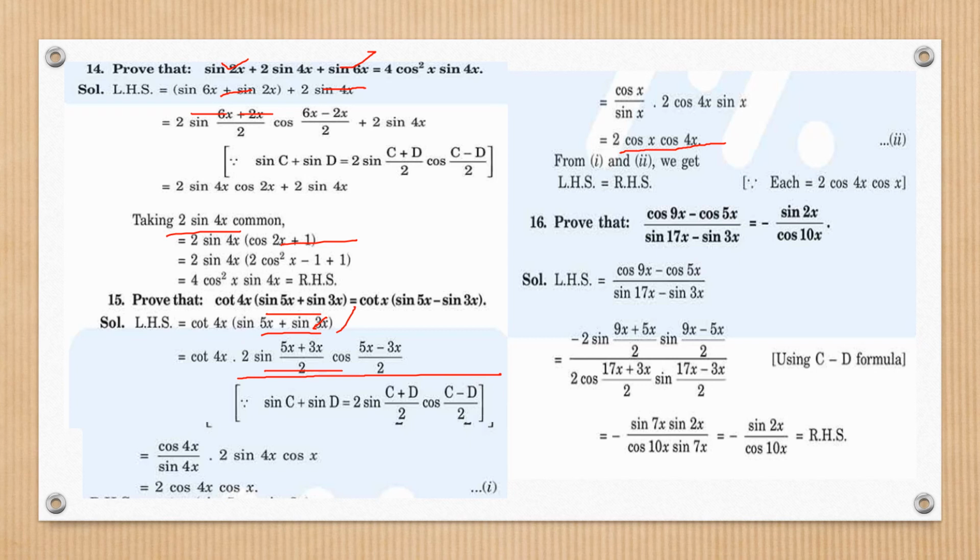Number 16 is cos 9x minus cos 5x upon sin 17x minus sin 3x. Apply the formula of cos minus cos at the top, which is minus 2 sin((a plus b)/2) sin((a minus b)/2), and sin minus sin at the bottom, that is 2 cos((a plus b)/2) sin((a minus b)/2). So you get sin 7x sin 2x over cos 10x sin 7x. So you get the answer as minus sin 2x upon cos 10x.